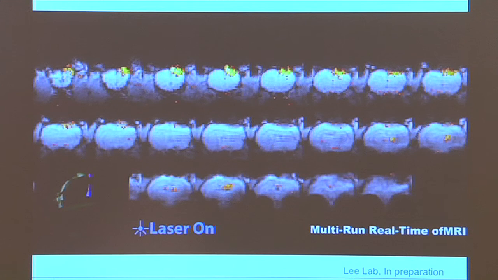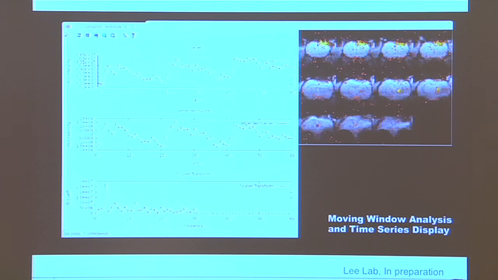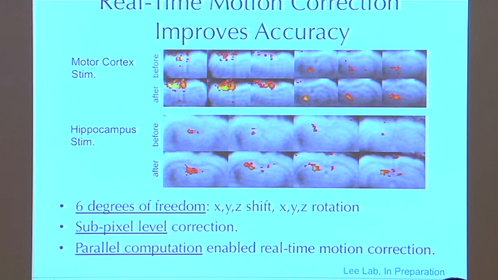And we also have software designed so that we could do interactive selection of ROI, looking at the temporal dynamic changes of all of these signals, allowing us to truly have a real-time interactive system for these fMRI studies. And the real-time motion correction built-in also improves our ability to look at these signals in real-time.